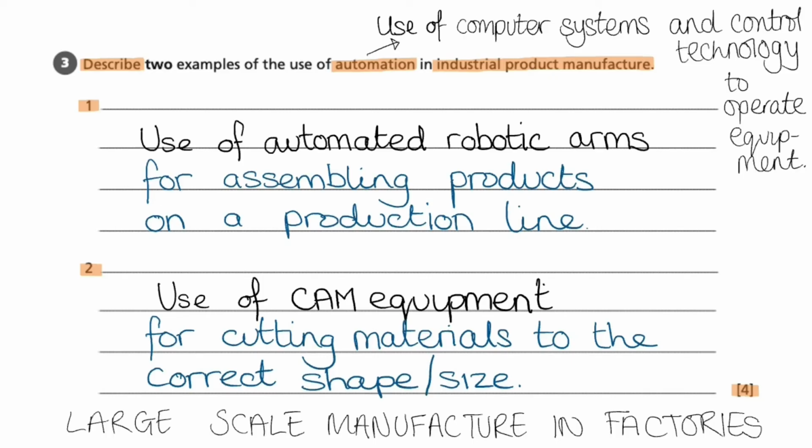You can see in this model answer we have described 2 examples, both of which would be awarded 2 full marks, one for naming automated equipment such as the robotic arm or the CAM equipment, and the second for the role that the equipment does, which is written in blue. So this would be the assembling of the products on a production line and the cutting of materials to the correct size and shape. This comprehensive answer would allow us to access the 4 full marks which are offered here for this question.